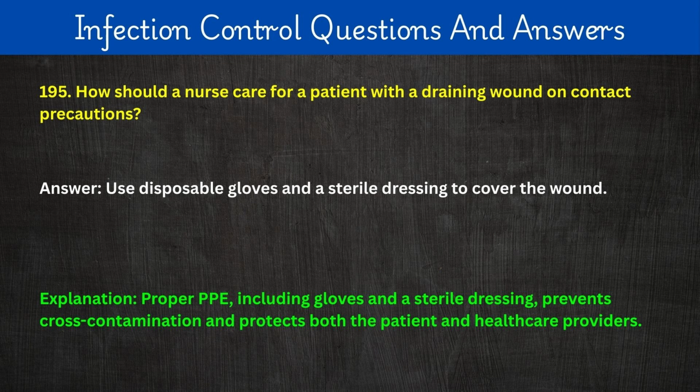195. How should a nurse care for a patient with a draining wound on contact precautions? Answer: use disposable gloves and a sterile dressing to cover the wound. Explanation: proper PPE, including gloves and a sterile dressing, prevents cross-contamination and protects both the patient and healthcare providers.